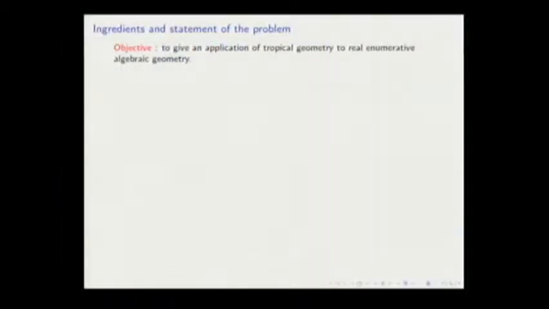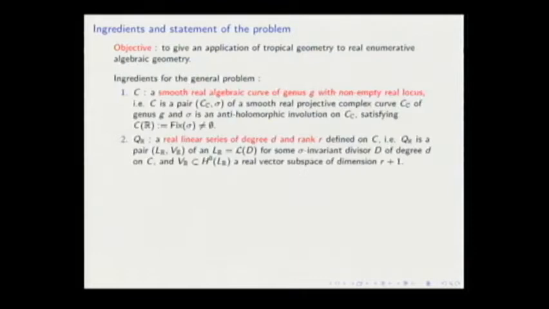So the objective is to give an application of tropical geometry to real and enumerative algebraic geometry. First I will talk about a very general motivation in which this problem sits. Then I will give some words about the proof, and then some words about the geometry behind the proof, because the proof is really very constructive, but the geometry behind the proof is, in my opinion, really beautiful.